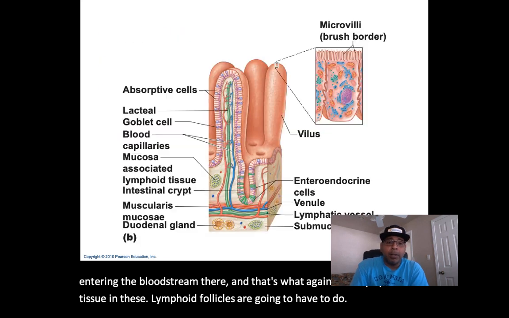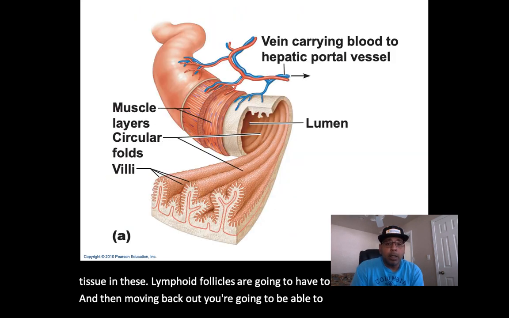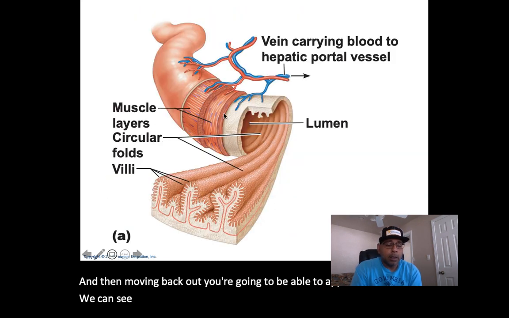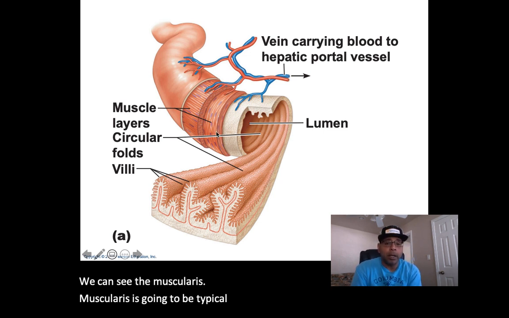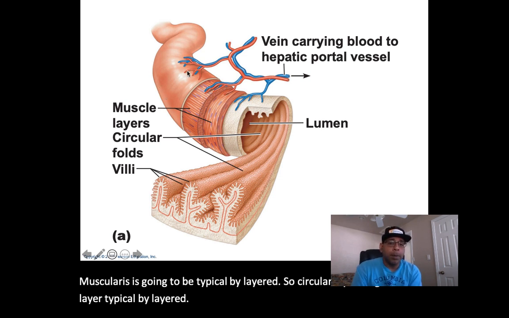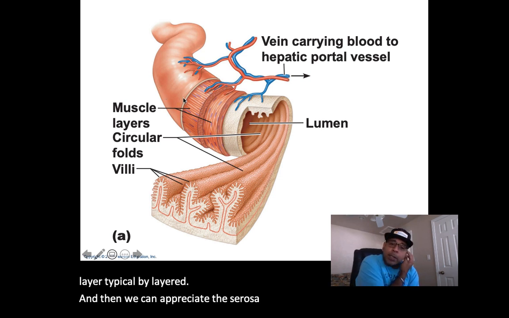And then moving back out, we can see the muscularis. Muscularis is going to be typical bilayered. So circular layer, longitudinal layer. Typical bilayered. And then we can appreciate the serosa. The serosa is going to be the visceral peritoneum.